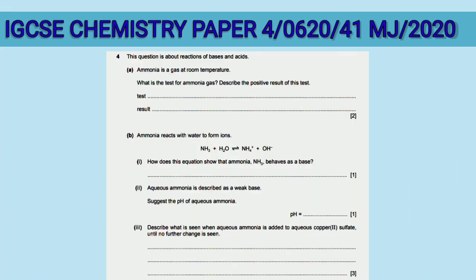Our next question is question 4. The question is about reaction of bases and acids. Question 4a. Ammonia is a gas at room temperature. What is the test for ammonia gas? Describe the positive result of this test. And the test is damp red litmus paper test. And the result is it turns blue.